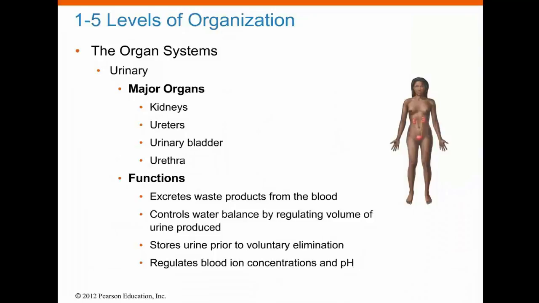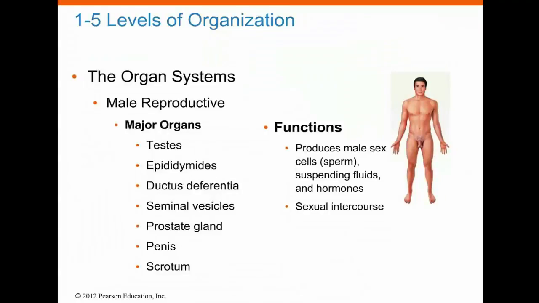The other organ systems that we're not covering in this semester include the male reproductive organs, where we've got the testes, the epididymides, the ductus deferens, the seminal vesicles, the prostate gland, the penis, and the scrotum. And of course the functions are to produce male sex cells, also known as sperm, the suspending fluids and hormones, and to be involved in sexual intercourse.